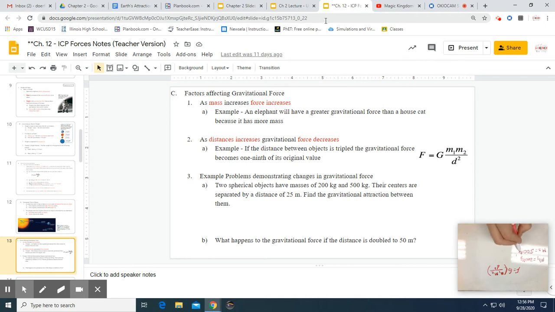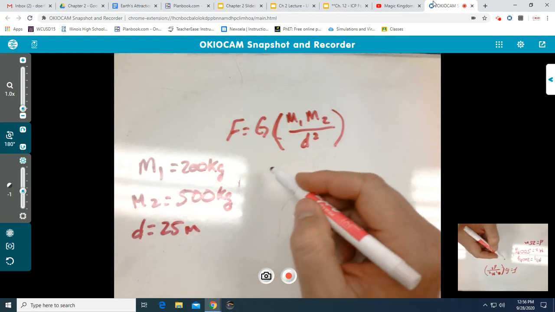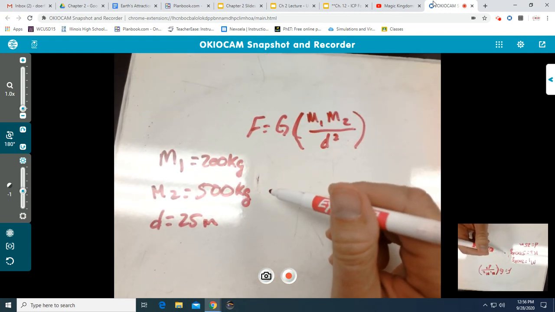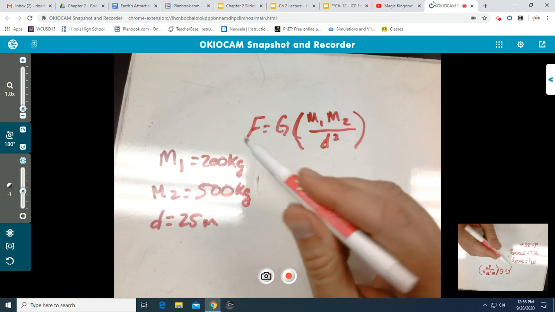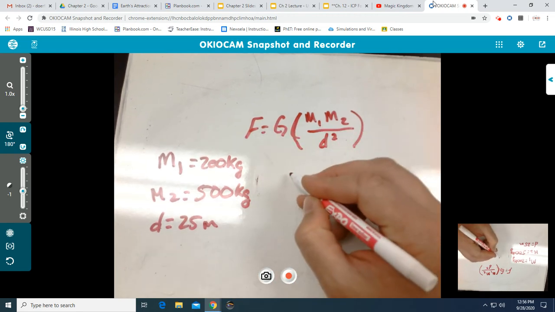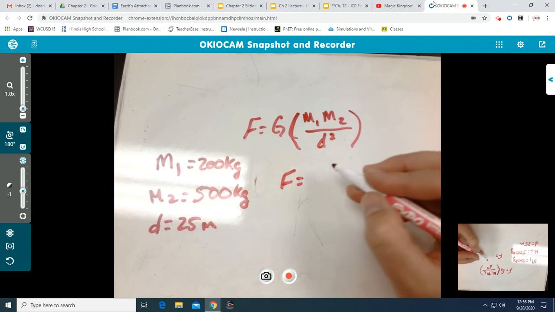M2 was 500 kilograms, and our distance will be 25 meters. Okay. So I'm going to go back to here. So all I've done is just I listed everything, so I have to keep going back and forth between the screen and the presentation. So I've got everything listed. I'm going to start plugging everything in.